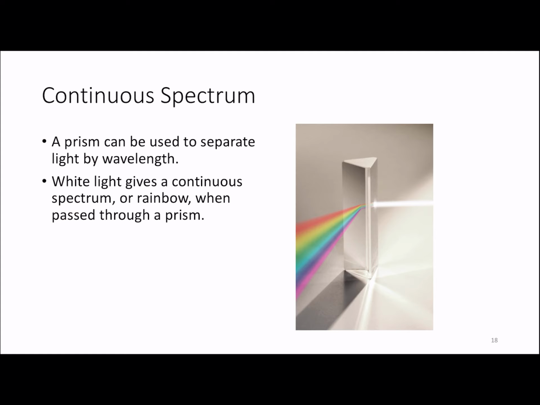So you can actually use a prism to separate light by wavelength. White light gives us a continuous spectrum or a rainbow when it's passed through the prism, since white light contains all the different wavelengths of light.